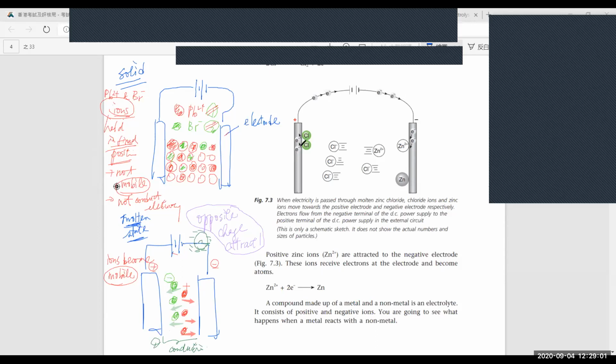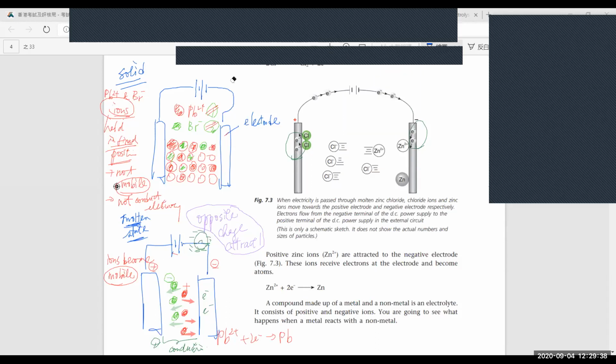Why? We will take a closer look at the electrons, right? Once the lead-2 ion receives electrons, what will happen? The lead-2 ion will receive electrons to form the atom itself. So the lead-2 ion, Pb2+, plus 2 electrons forms lead metal. Very similar to what you may see on zinc, right? You are going to do something similar. And similarly on the bromide.